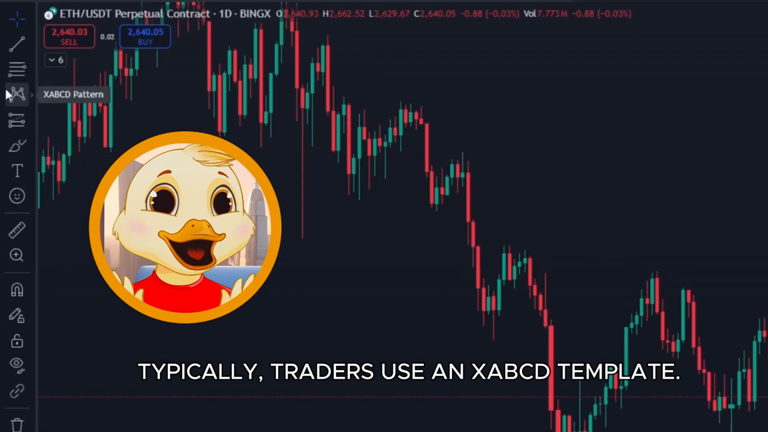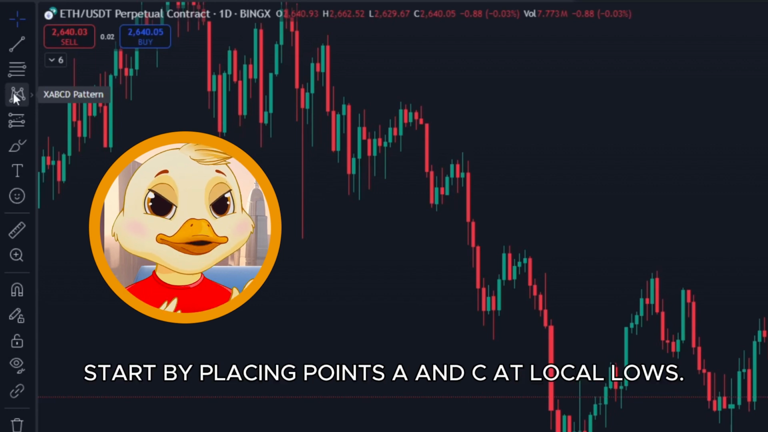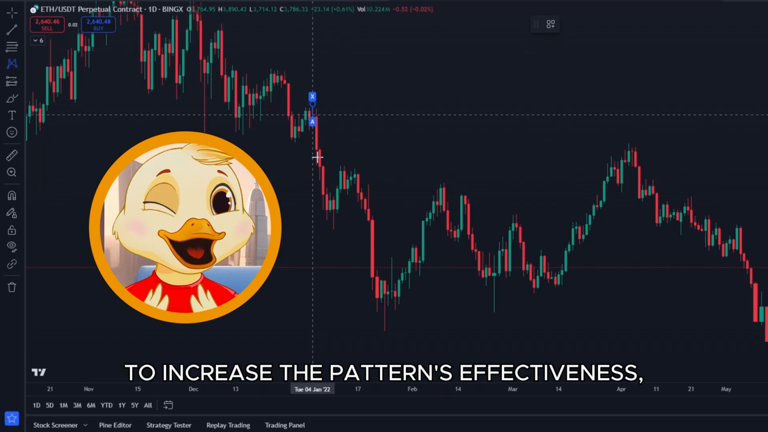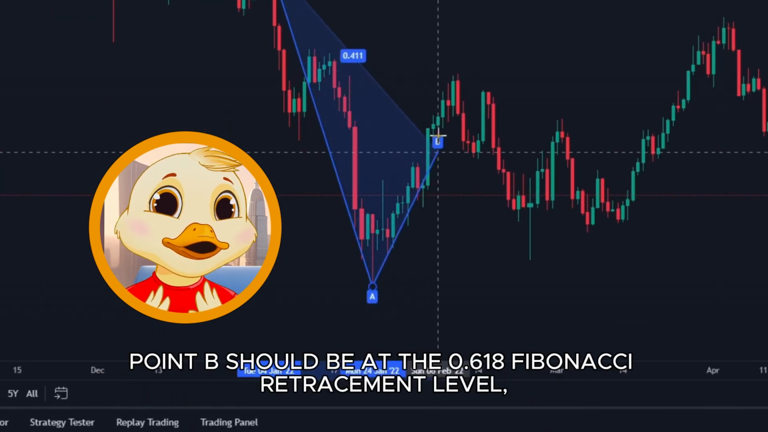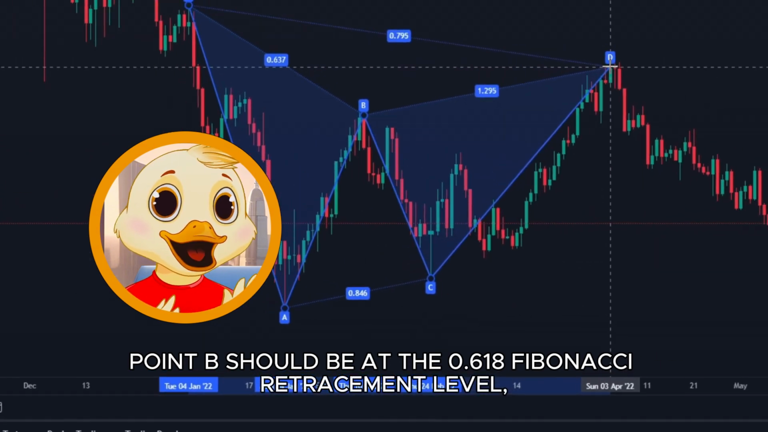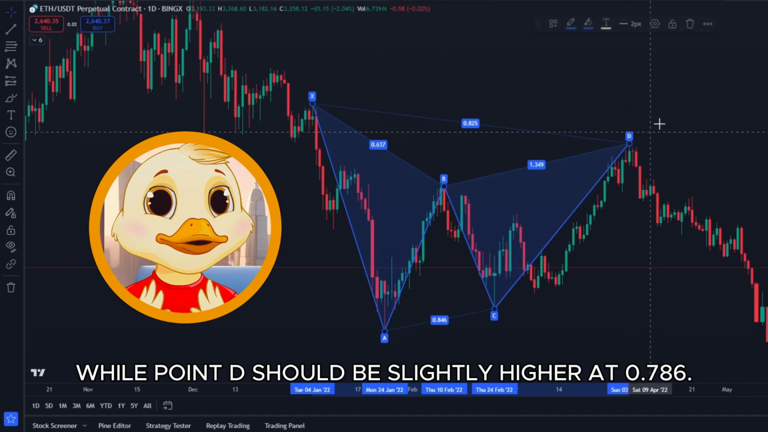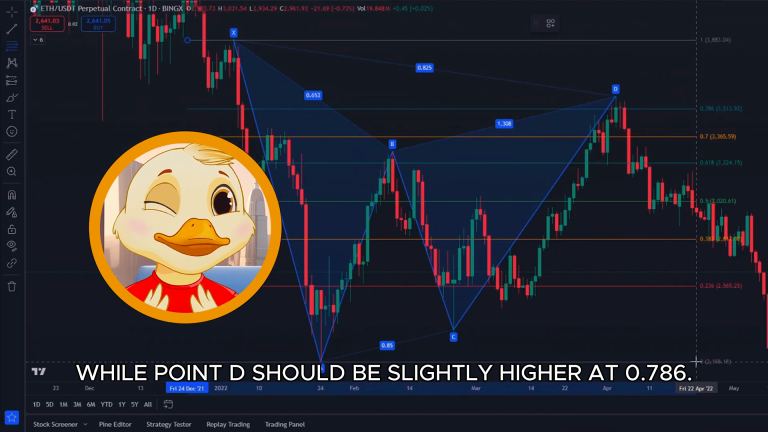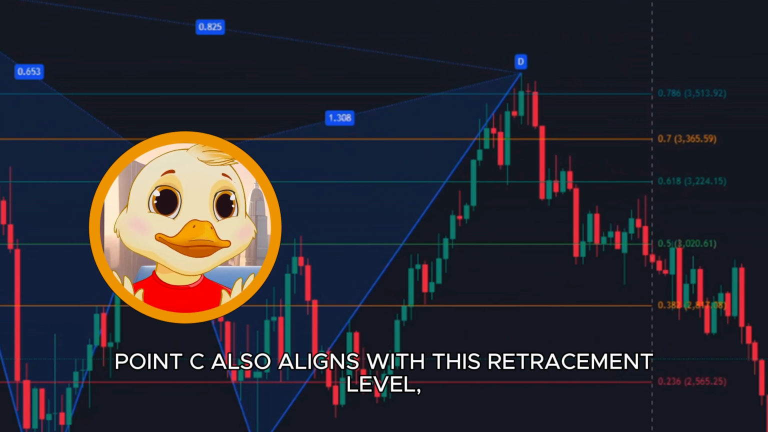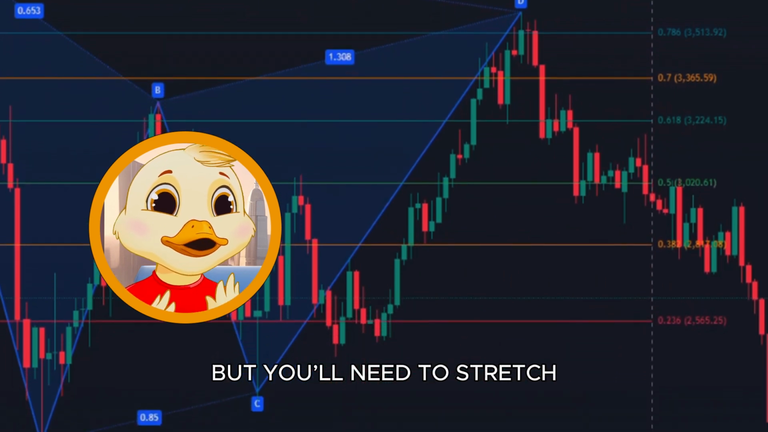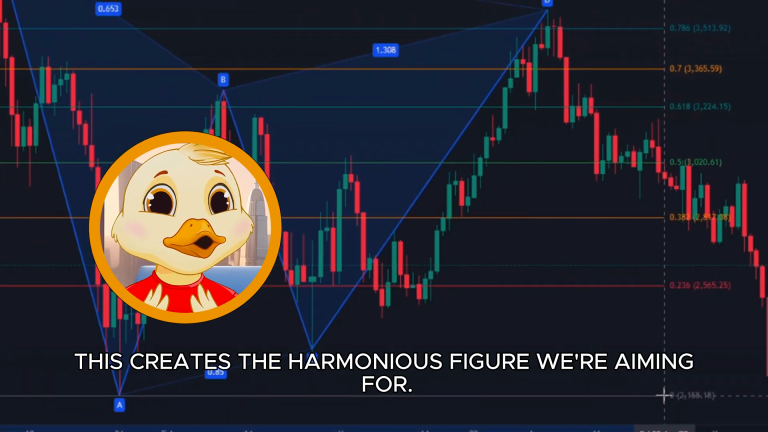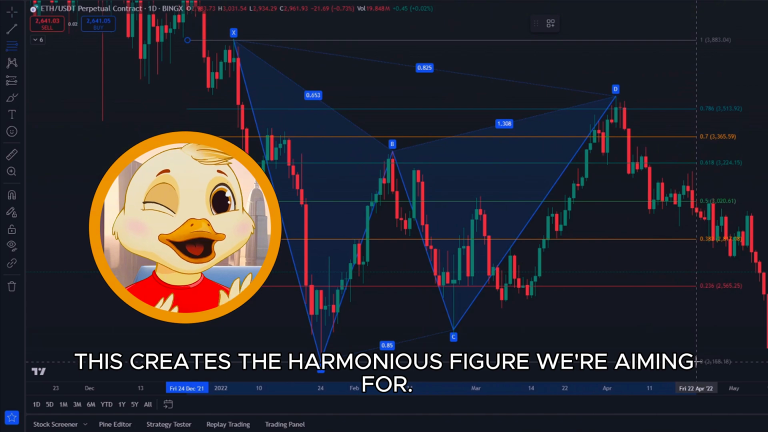Typically, traders use an XABCD template, starting by placing points A and C at local lows. To increase the pattern's effectiveness, point B should be at the 0.618 Fibonacci retracement level, while point D should be slightly higher at 0.786. Point C also aligns with this retracement level, but you'll need to stretch the Fibonacci grid from point A to point B. This creates the harmonious figure we're aiming for.